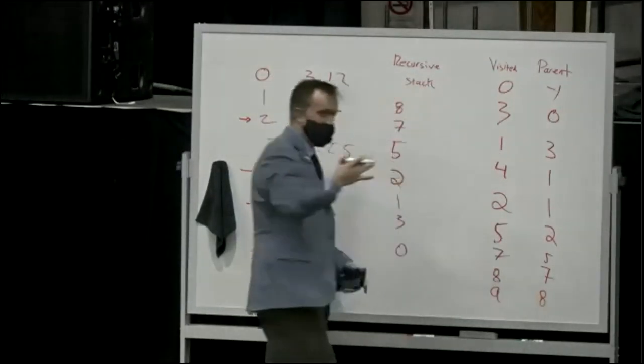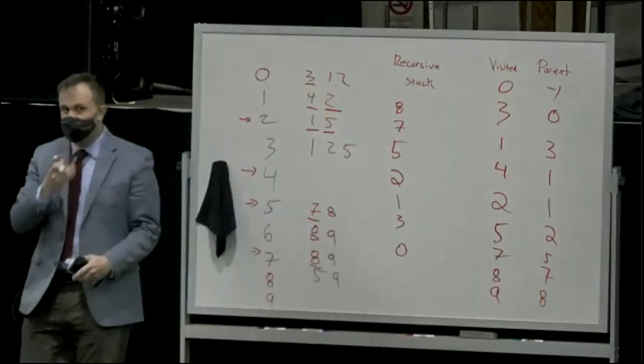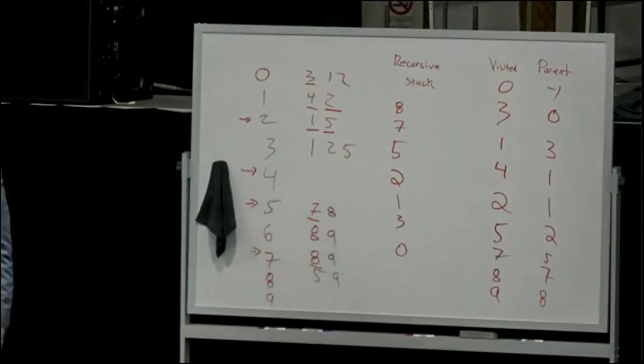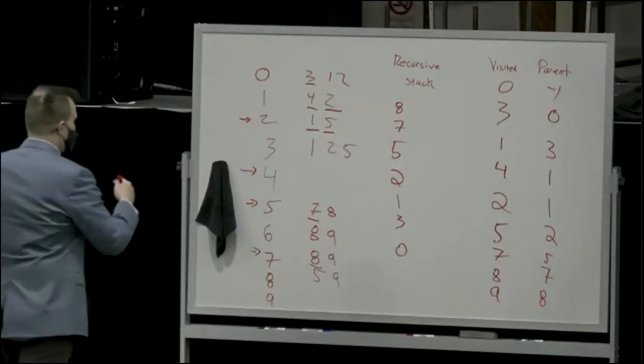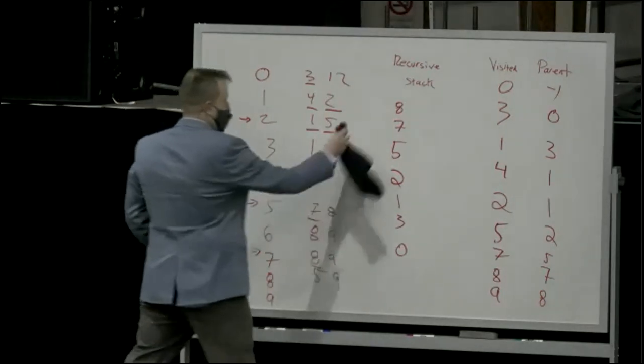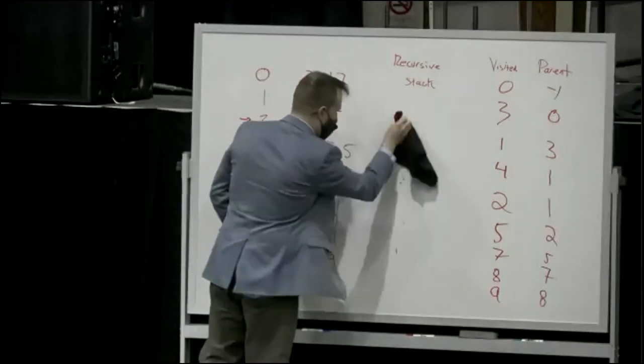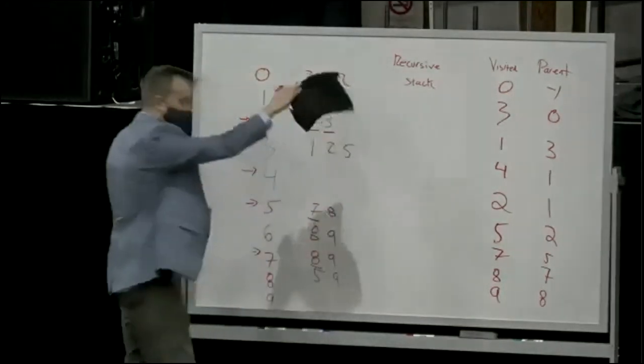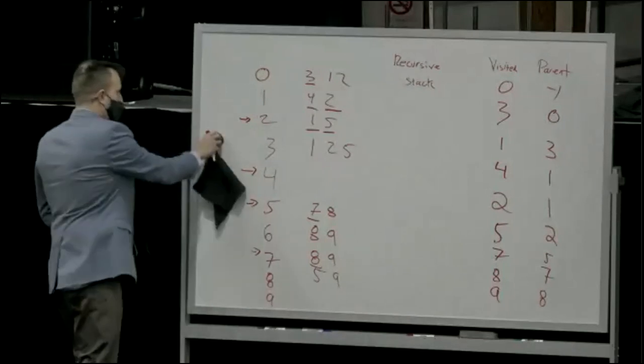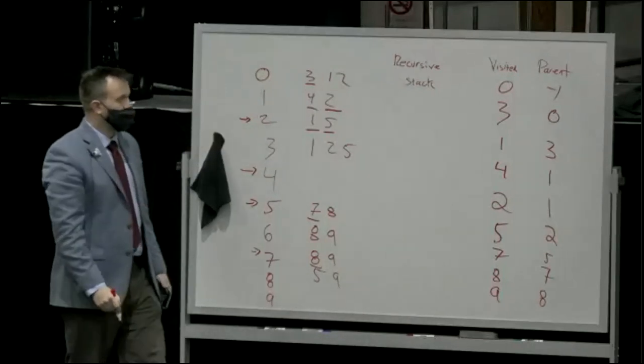And on the question, we're saying we want to find the path from 8 to 9. So once we have found 9, that means we've solved our problem. Which means then we're going to go back up and down. We're going to remove everything from the recursive stack here. We go back down, and now what we have is our solution.